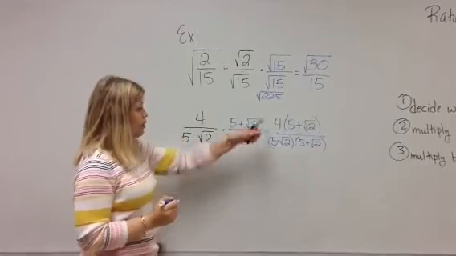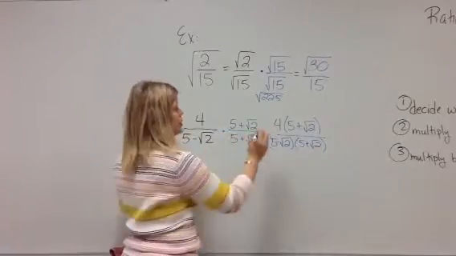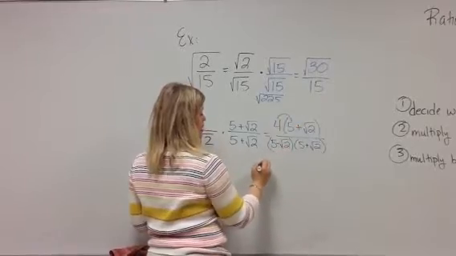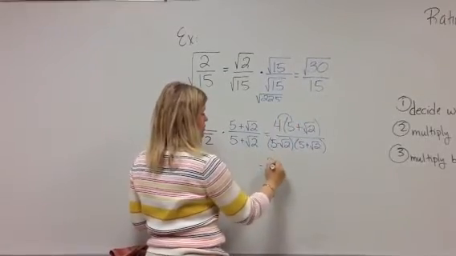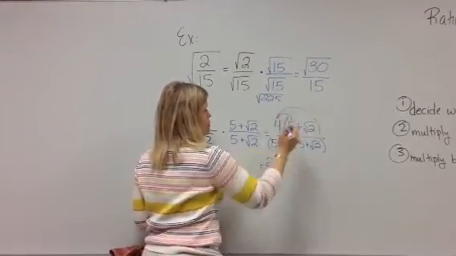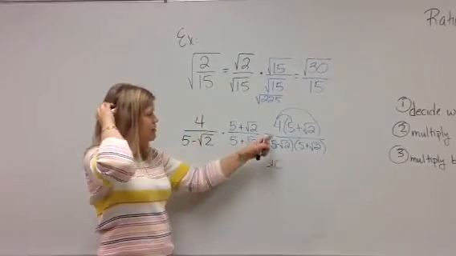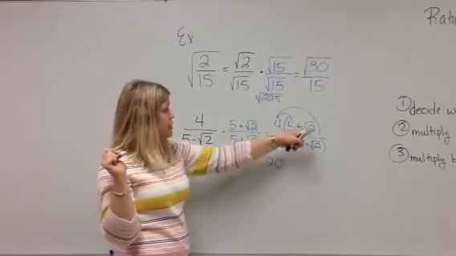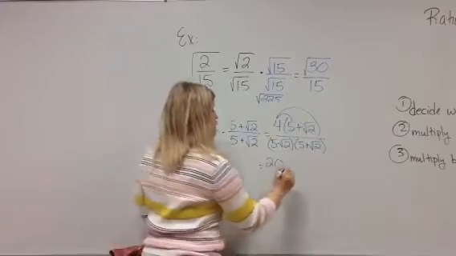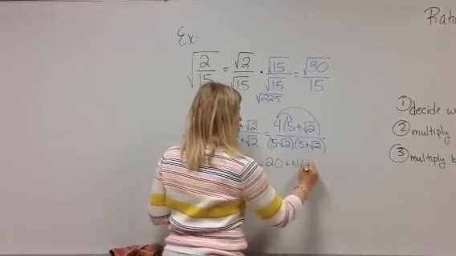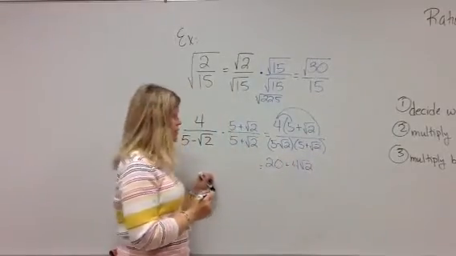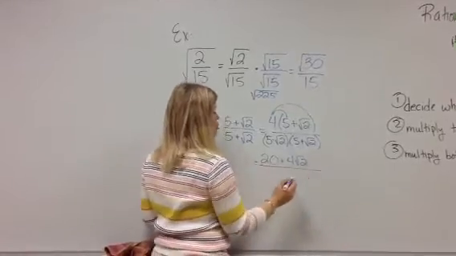Okay, now, what do you need to do up top? You're going to distribute. So 4 times 5 is 20. And 4 times the square root of 2. Now, this one's out in front of the radical. This one's underneath it. So just write it like that. It's fine. Okay? Now on the bottom, what happens?